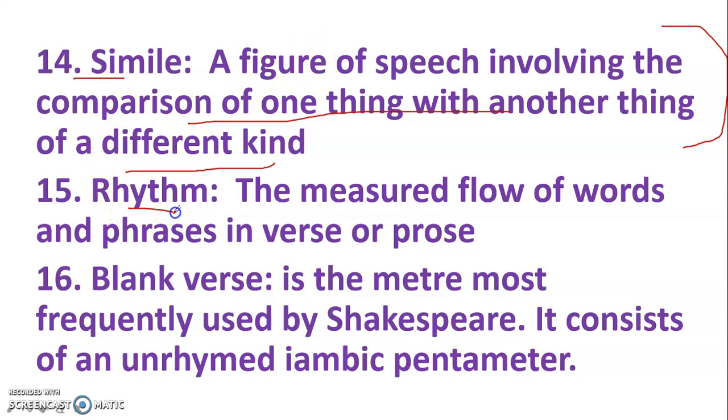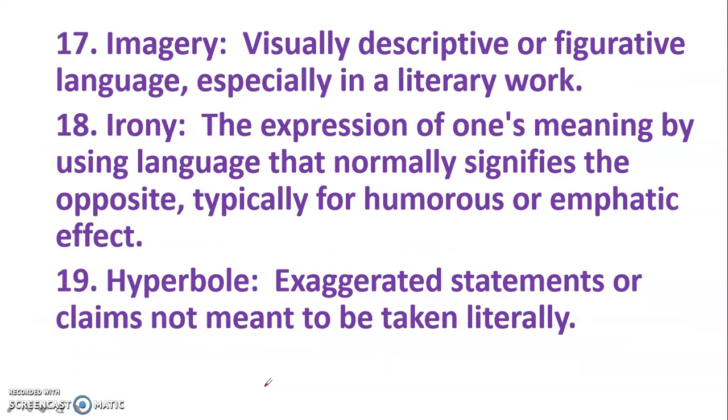Now, next is rhythm. What is rhythm? Rhythm is the measured flow of words and phrases in verse or prose. Blank verse, again discussed many times by me on my channel. What is blank verse? It is the meter most frequently used by Shakespeare. It consists of unrhymed iambic pentameter. What is iambic pentameter? That is also discussed in detail in that video. I will try to give you the link, right?